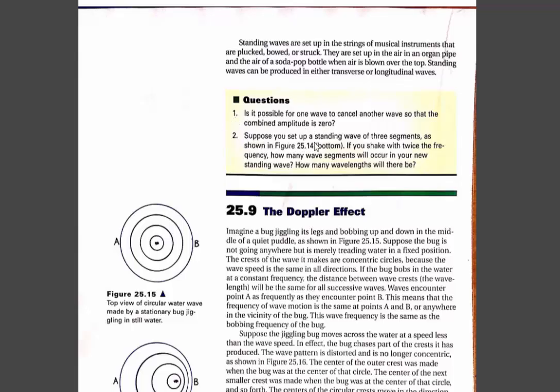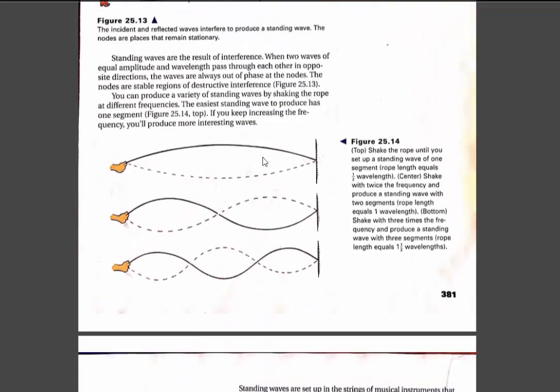Number 2. Suppose you set up a standing wave of 3 segments as shown in the figure. If you shake with twice the frequency, how many wave segments will occur in your new standing wave? And how many wavelengths will there be? Well, let's see. If you shake with twice the frequency, that means you're shaking faster. The wavelength gets shorter. We get more wave segments. So the wave segments get smaller, so more of them fit on the string. If we had 3 and now we're shaking at twice the frequency, I'm guessing we're going to go up to 6 segments.